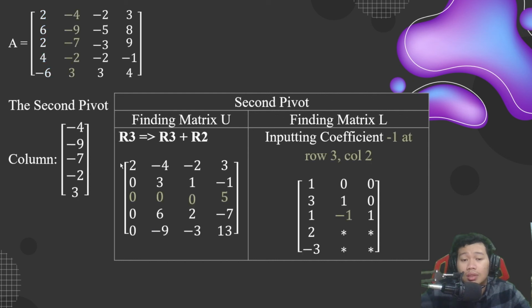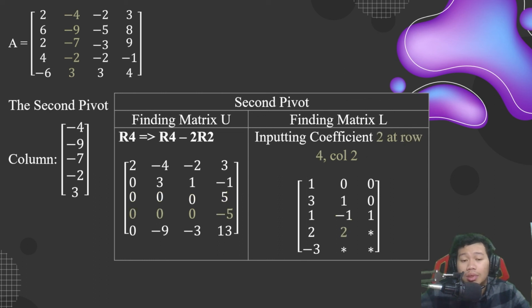The next one is the second pivot. This is the second pivot: -4, -9, -7, -2, and 3. Okay. Then, starting with adding R3 with R2. Since the coefficient of the 0 maker is +1, we need to input -1 at row 3 column 2 at matrix L, since it's the negation also.